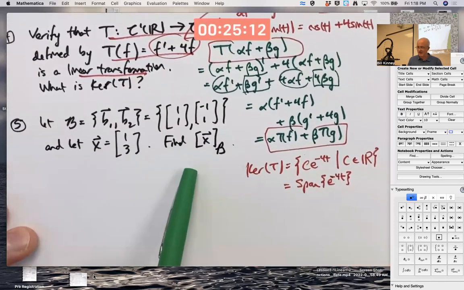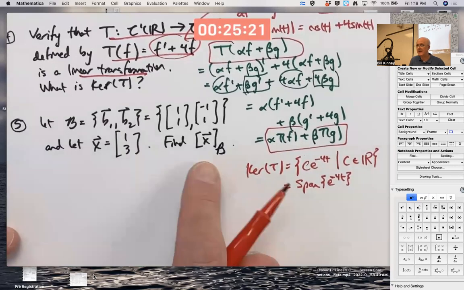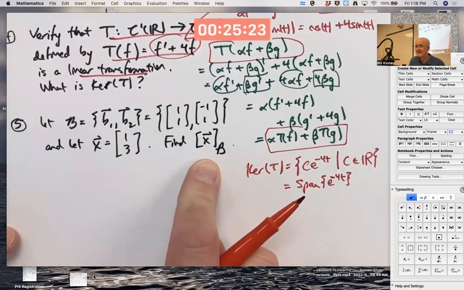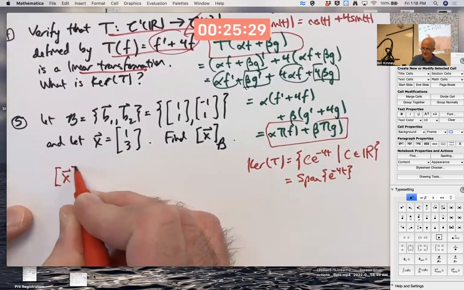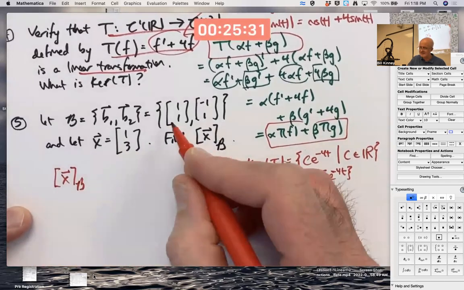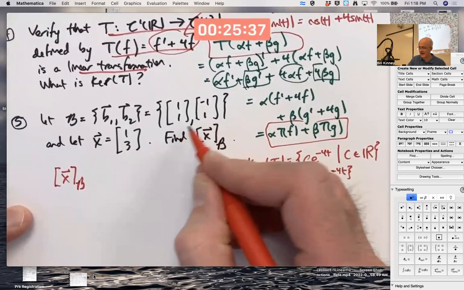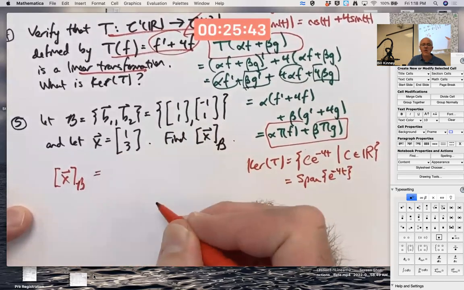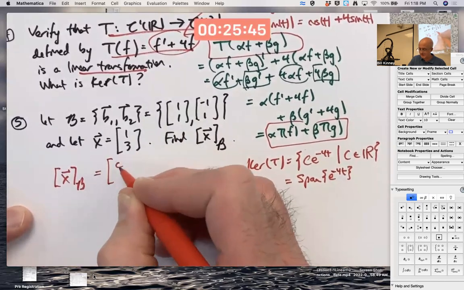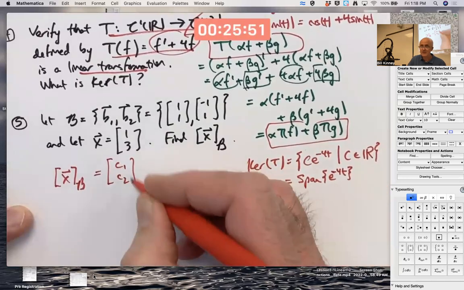Fifth problem is about finding a coordinate vector. Let's think about it a couple ways. There's, first of all, the definition of what a coordinate vector is. The coordinate vector of x relative to this basis, and this would be a basis of R2, the plane, because these are two vectors in R2 that are not parallel, is going to be a vector in R2 as well. Call the components C1 and C2. You have to find those numbers.